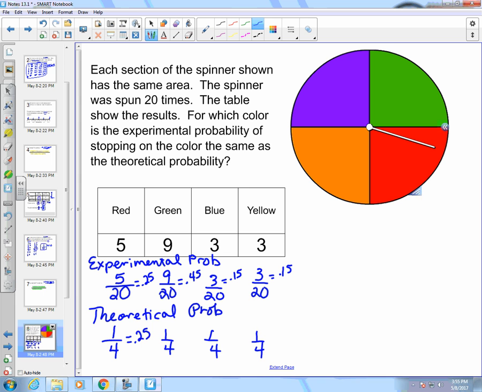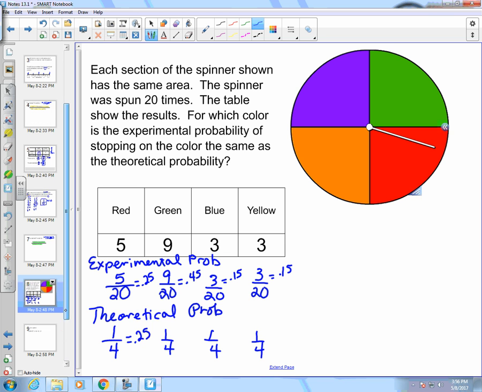In other words, 25% of the time it came up red in the experiment, 45% of the time it came up green in the experiment, and 15% of the time it came up blue, and the other 15% of the time it came up yellow in the experiment. Whereas it should have only come up 25% of the time each time. That's theoretically what should have happened, but experimentally it did not.